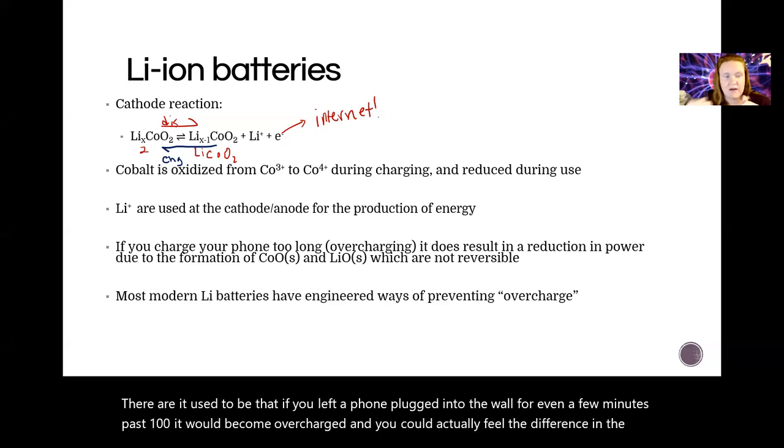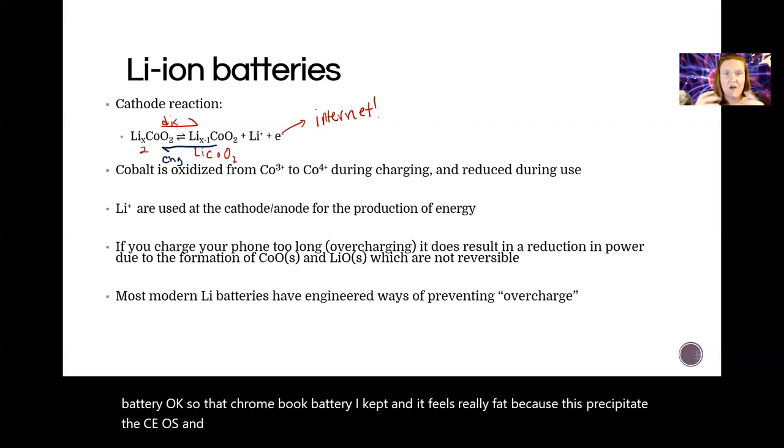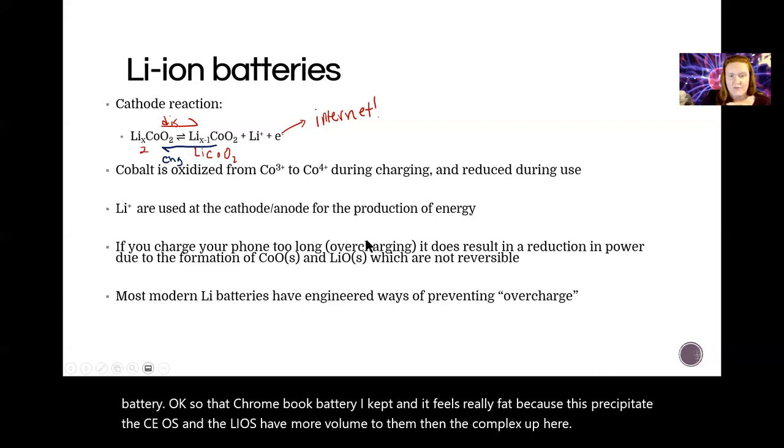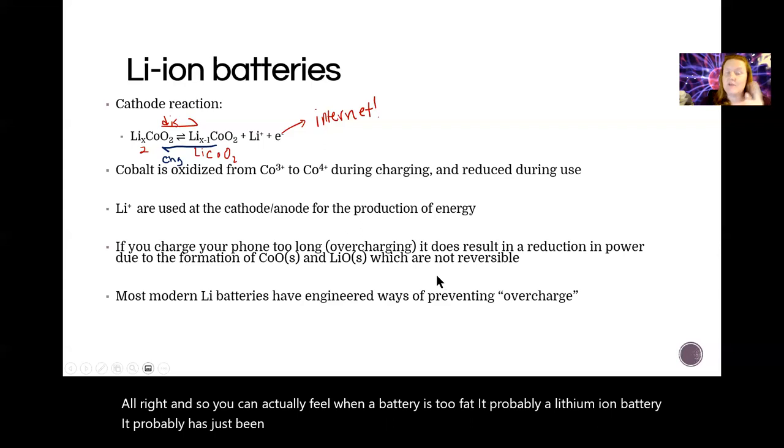So that Chromebook battery I kept, and it feels really fat because this precipitate, the CoO and the Li2O, have more volume to them than the complex up here. And so you can actually feel when a battery is too fat. A lithium ion battery that is fat probably has just been overcharged. It's not reversible. So the only way to fix it is to replace that battery.